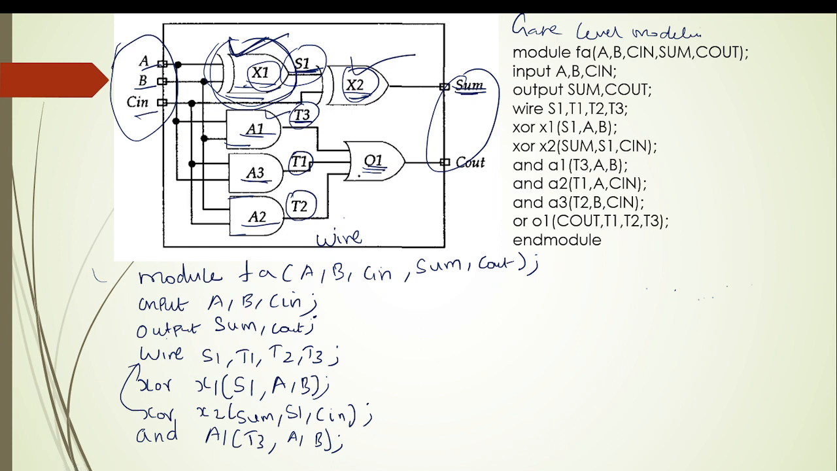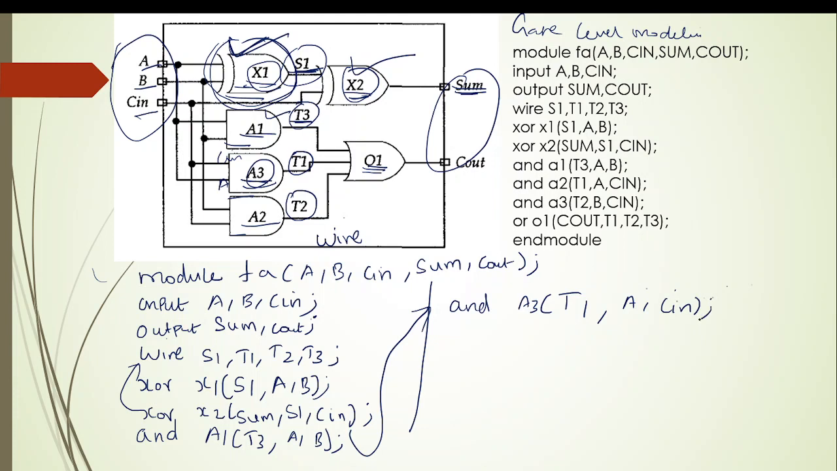Next one is A3. So I'll consider this gate. What are the inputs to this? One input is Cin and another input is A. So I'll write and. I'm just continuing the program here. So after this we have to come here. So and, I'll write the name of the device A3. The output is T1, comma A, comma Cin. A and Cin are the inputs and output will be T1. Terminating that with semicolon.